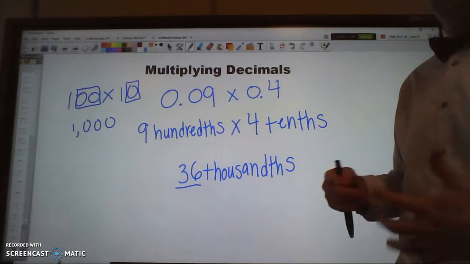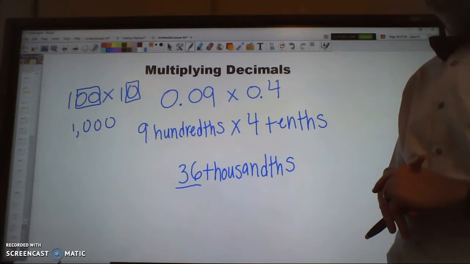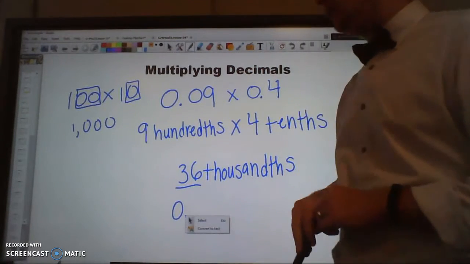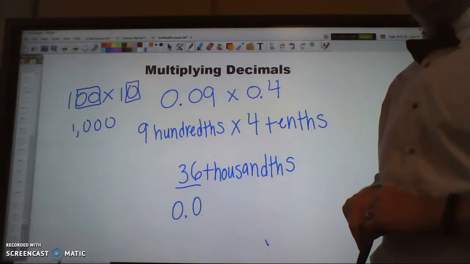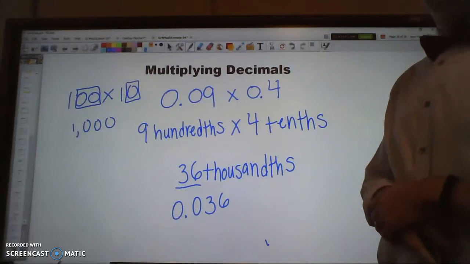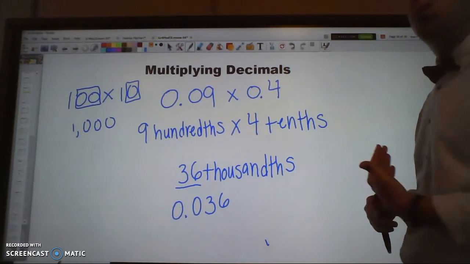Now we got to figure out how to write that as a decimal. So it's 36 thousandths. So we have a 0 in the ones place, a 0 in the tenths place, and then 36 going to the thousandths place. So it is really important that we know our place value here, especially to the right of the decimal.